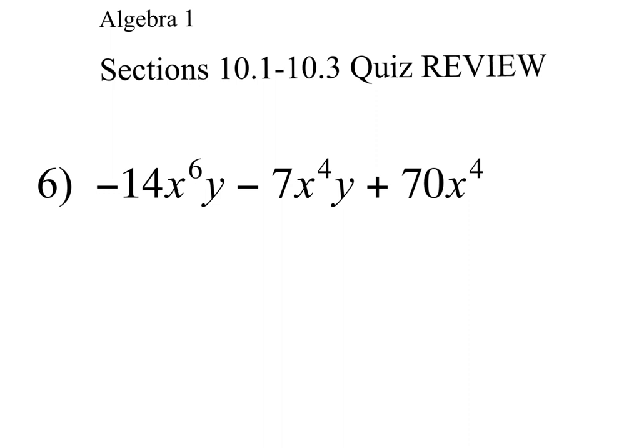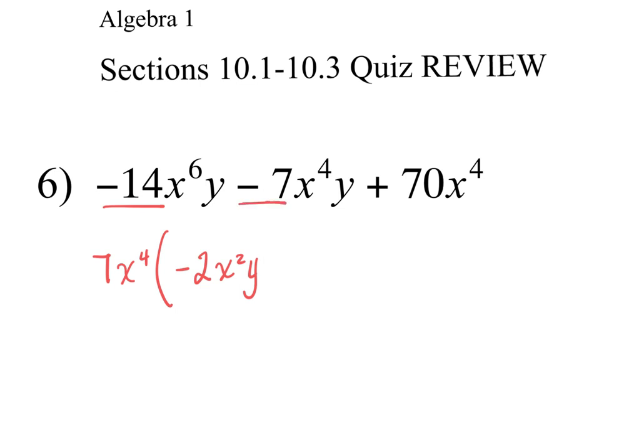What is our common factor for the numbers? 7. What about variables? Yeah, x to the 4th. So on the outside here, we're going to have 7 x to the 4th. On the inside, we're going to take negative 14 divided by 7. What are we going to get? Negative 2. And my variables, yeah, x squared and y. All right. Took out 4 of my x's, 2 were left. Didn't take any y's out.